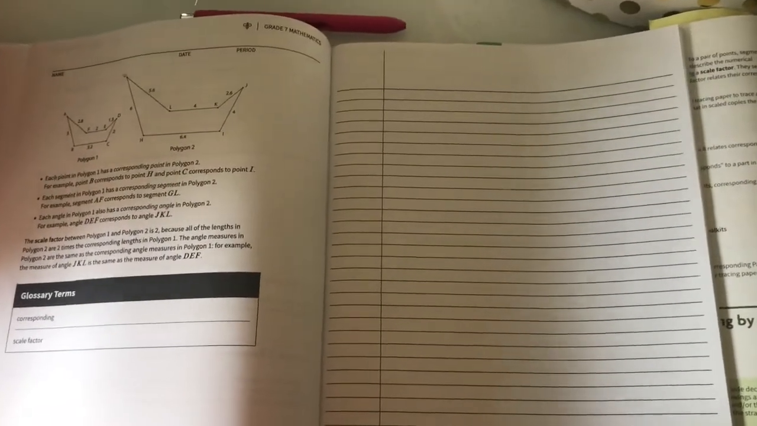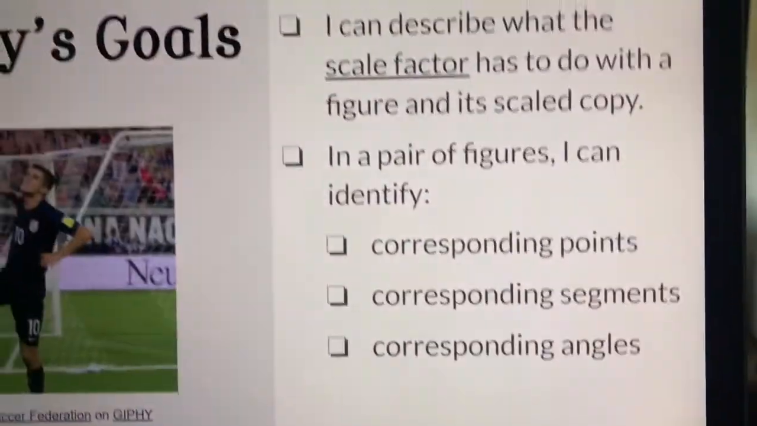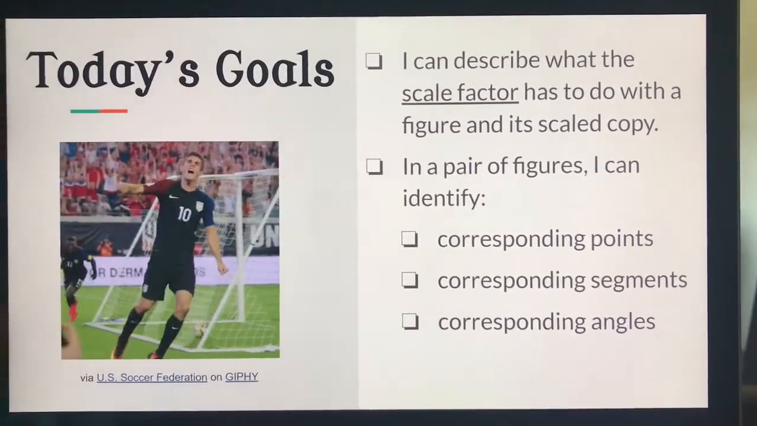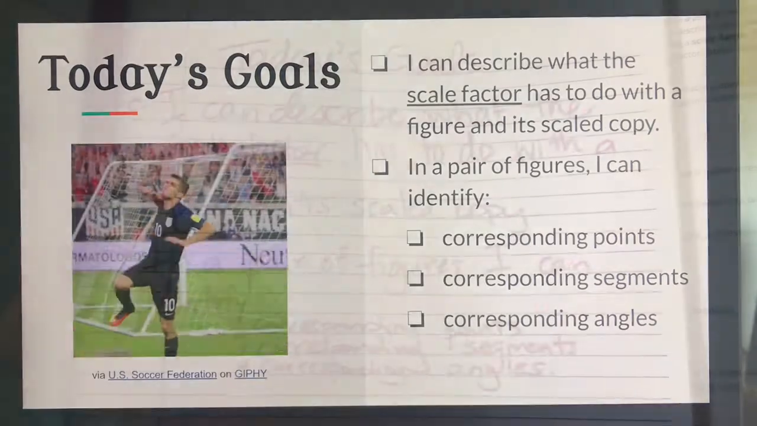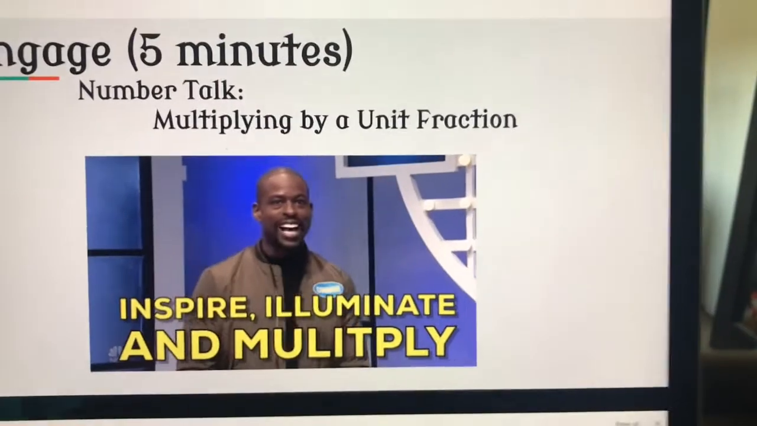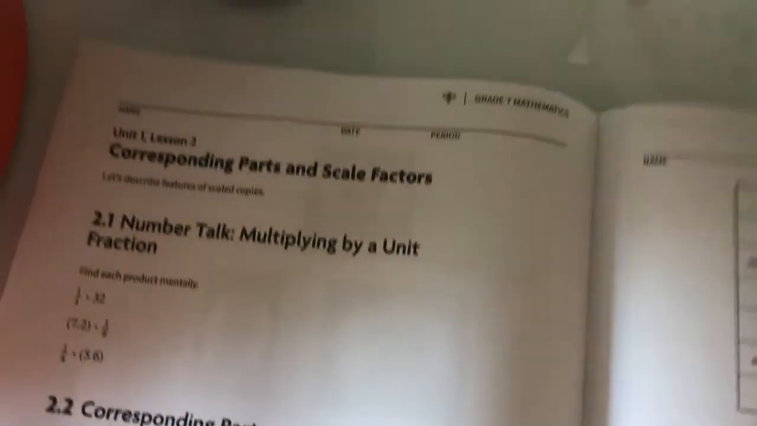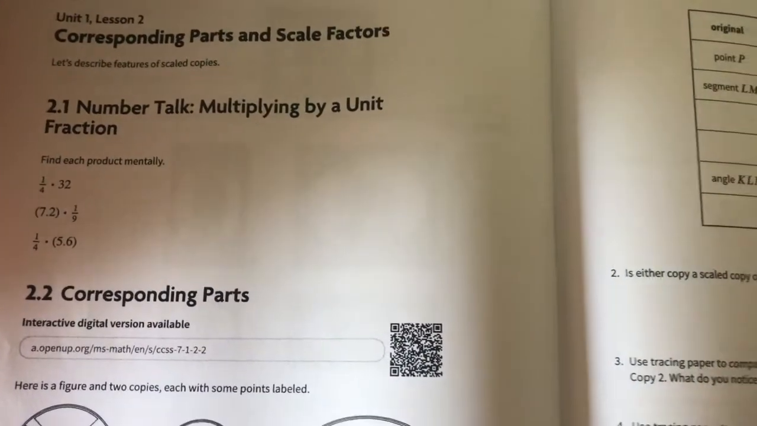of your math book. Okay, so I'm going to have you guys pause and write these goals on page 26. Okay, so you can press pause right there and just copy it down. So you should have written your goals on page 26, and now we're going to do part 2, which is engage for 5 minutes, number talk, multiply by a unit fraction. So we're going to come over here to the first page of this unit, which is page 21, and it says number talk multiplying by a unit fraction.